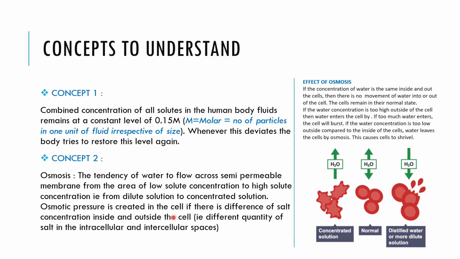So osmotic pressure is created in the cell if there is a difference in salt concentration inside and outside the cell. We can see in this diagram, when the cells are kept in the concentrated solution, the cell loses water and it shrinks. When it is in isotonic solution, that is, the solution and the cell have equal amounts of solutes, then equal amounts of water go in and out of the cell, and the cell remains the same size. When the cell is kept in distilled water or dilute solution, then water enters the cell and the cell swells. If too much water enters, then the cell may even burst.